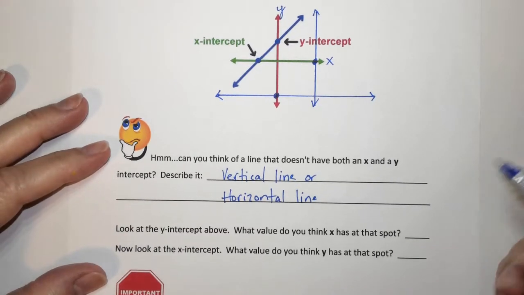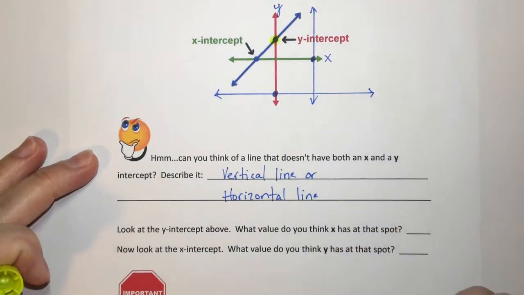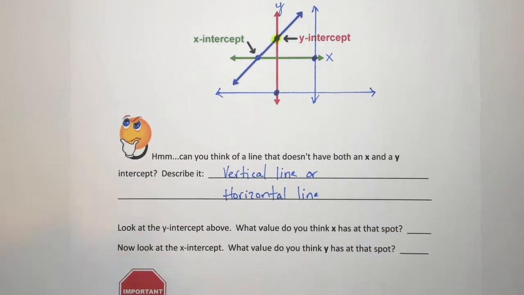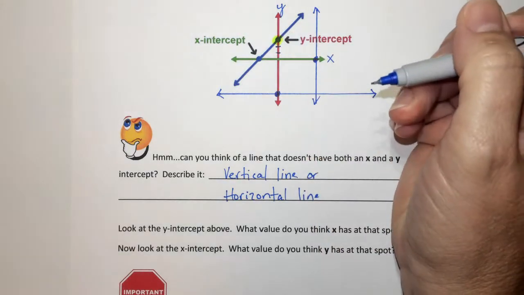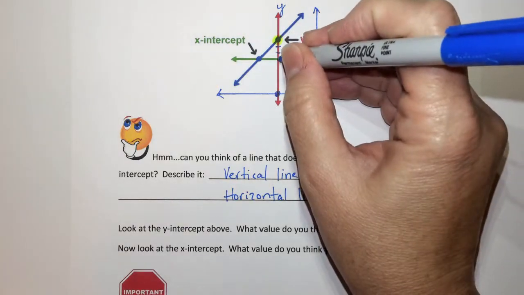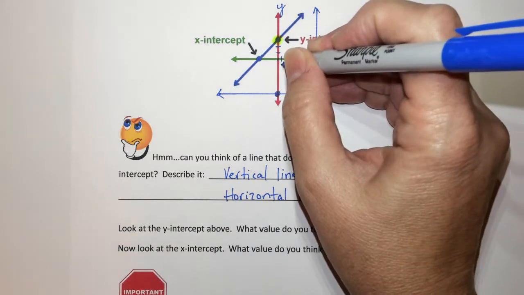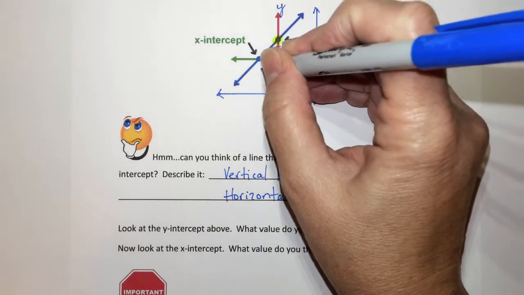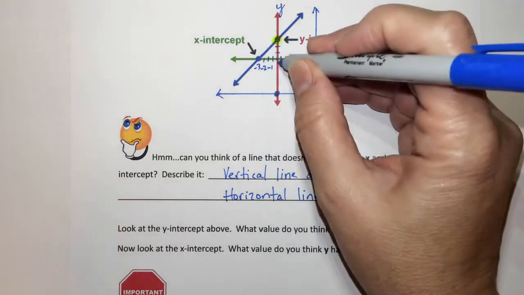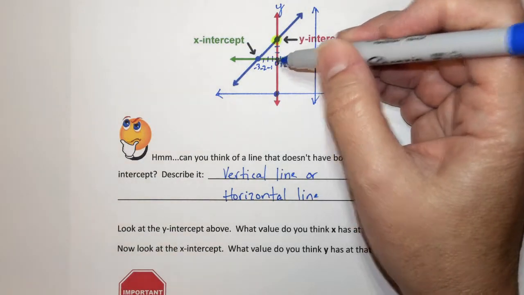Now look at the y-intercept above. Let's use the original one here. What value do you think x has at that spot? Well, the y value is going to be some number, like maybe 1, 2, it could be 3. But what value does the x have? Well, on the right side, my x goes positive. Let's just say it's 1, 2, 3. On the left side, it goes negative. Let's say it's negative 1, negative 2, negative 3. Right here, where these two lines cross, it's 0. So the x value is 0.